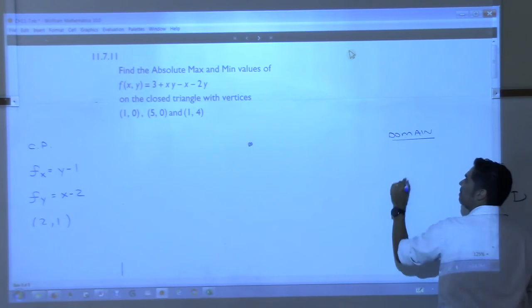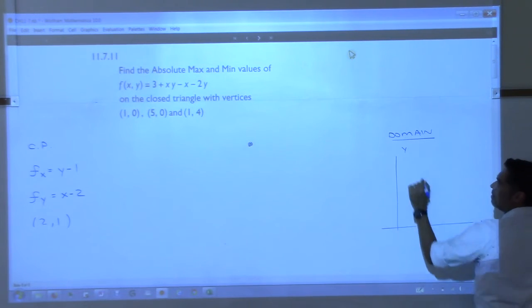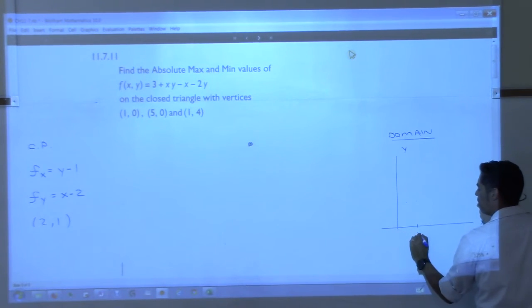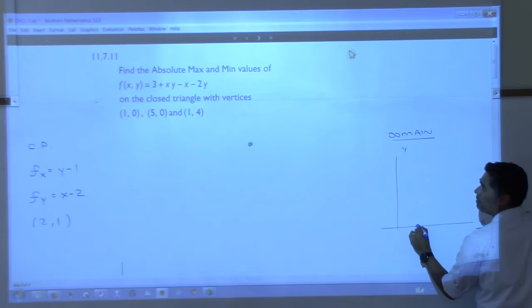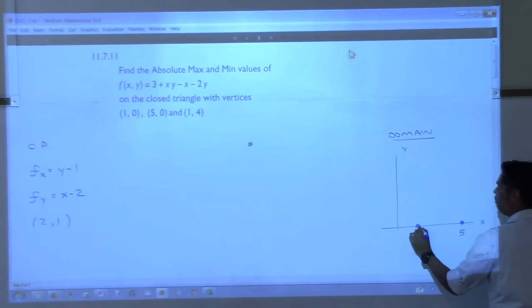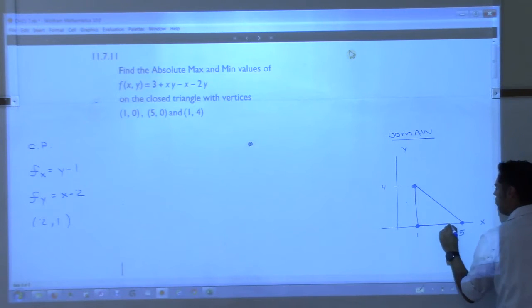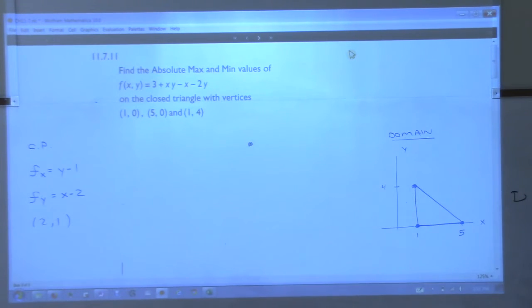Our domain, here's x and y here. We go, let's see, (1, 0) is here, (5, 0) is here, and (1, 4) is there. All right, so there's our domain, everything in here.